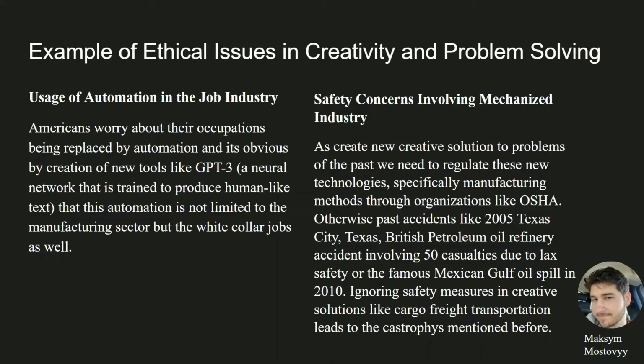So, use of automation in the job industry. Most Americans worry about their occupations being replaced by automation. And it's obvious by new tools created by GPT-3 that it's not limited to manufacturers. White-collar jobs can be replaced too. GPT-3 is a neural network that is trained to produce human-like text, so it can start replacing programmers, journalists, etc.